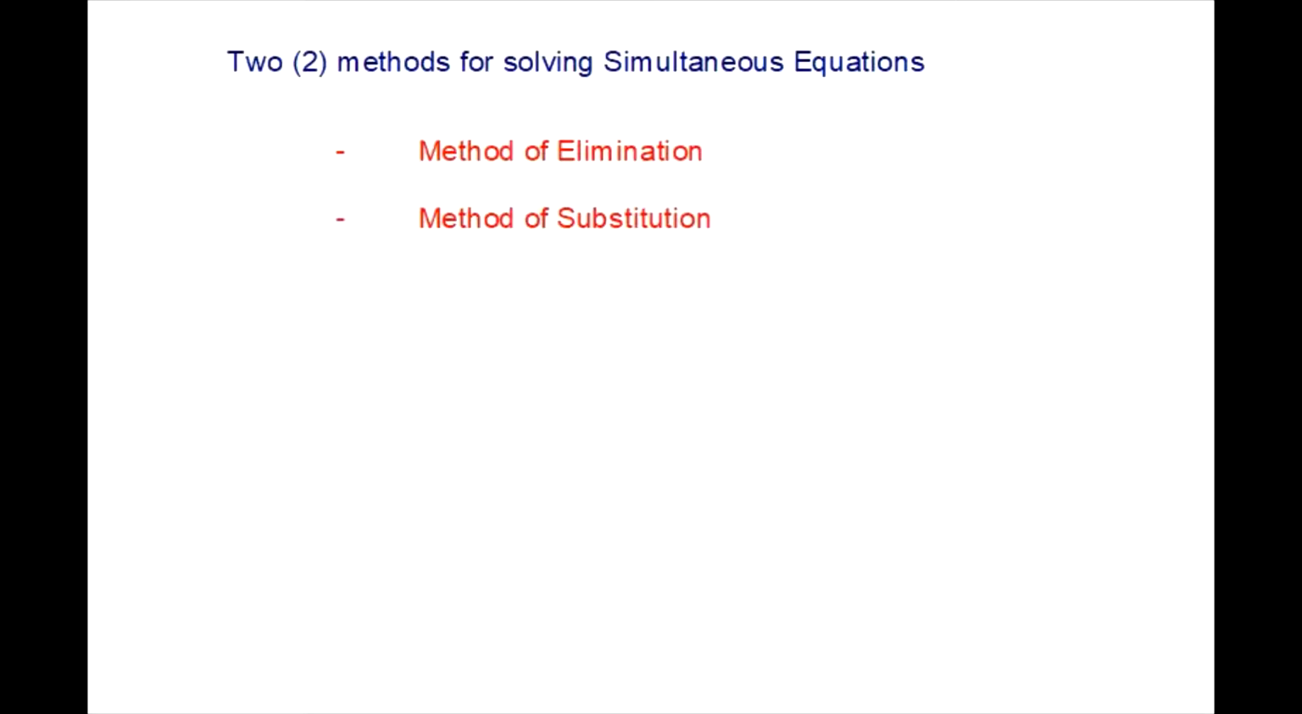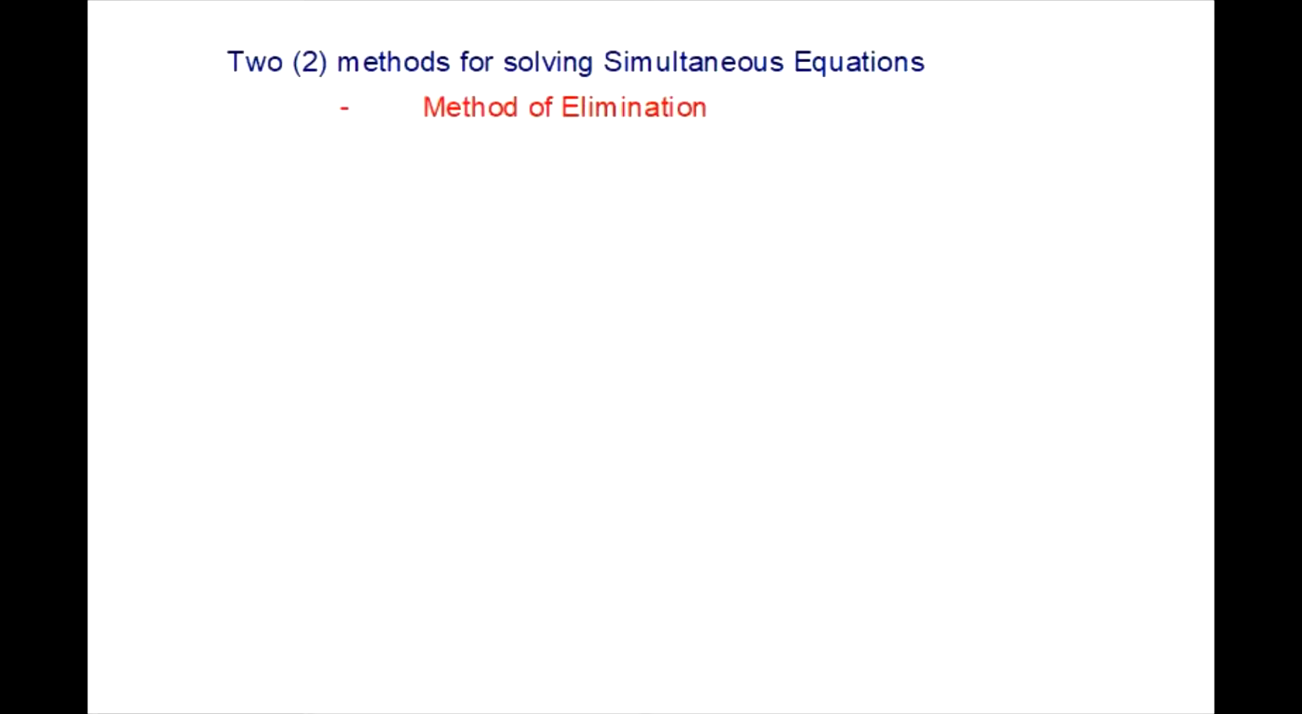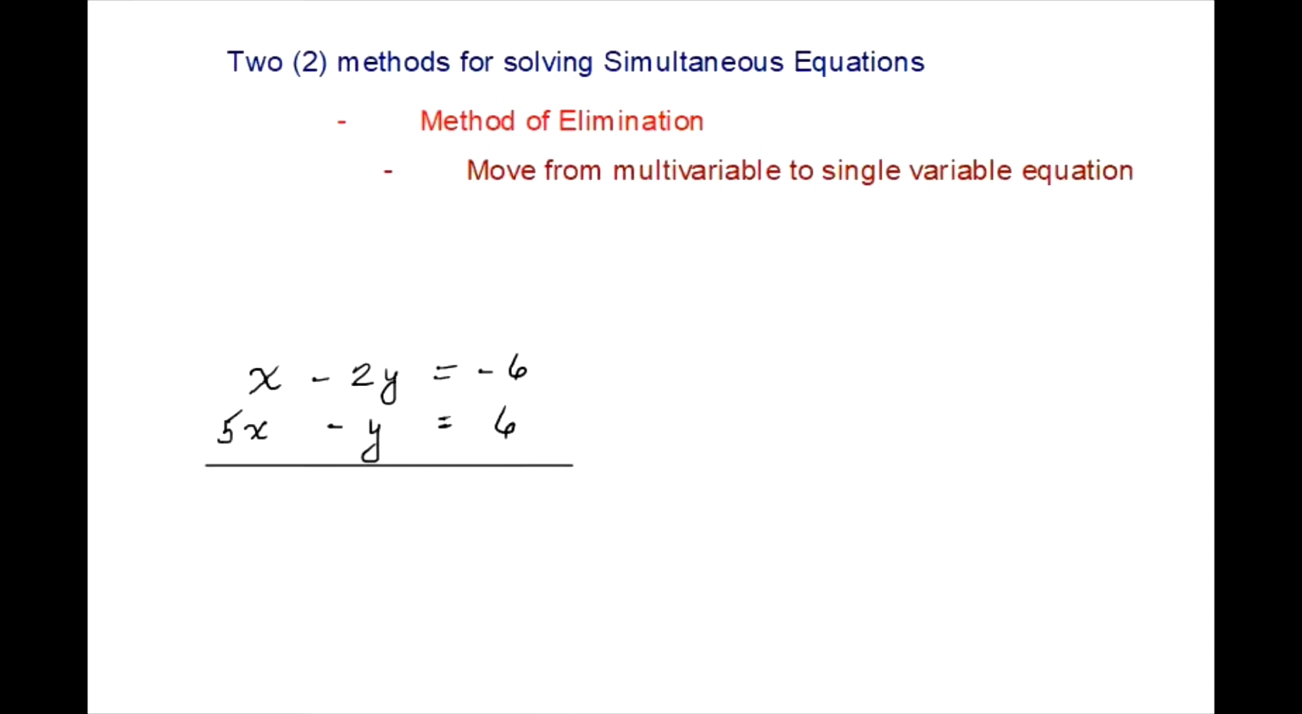And the concept is that we want to go from a multivariable equation to a single variable equation. So in the case of the method of elimination, we want to eliminate one of them. Here we have an x and a y in this equation, and we have an x and a y in equation 2. So if we could eliminate the x or eliminate the y, then we can work with a single variable equation. So that's the concept behind the method of elimination.